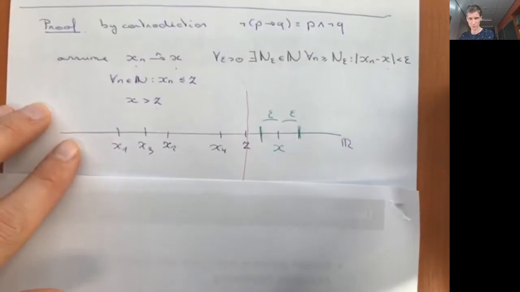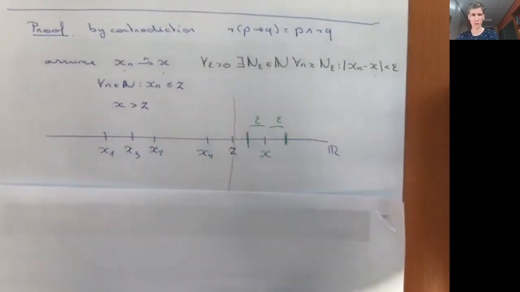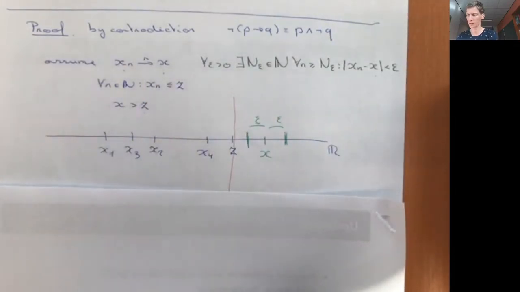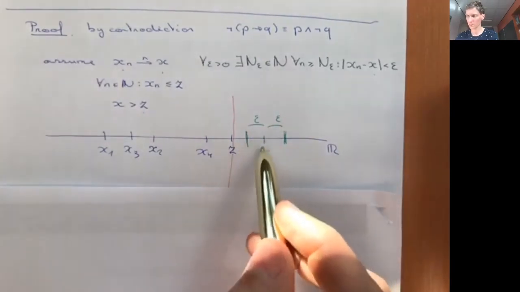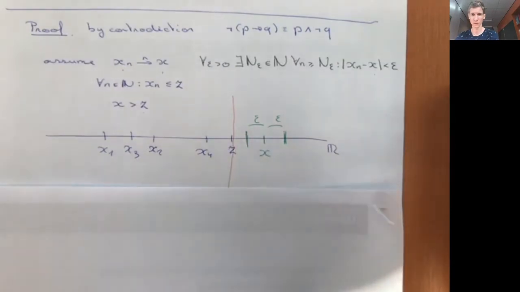Okay, so let's try to make this somewhat more formal. So what are we going to do? We know that this is true for every epsilon, so we're going to pick a particular epsilon, and then we're going to see that this gives us a contradiction. So what is going to be this epsilon? Well, this epsilon is going to have to be between z and x, right?